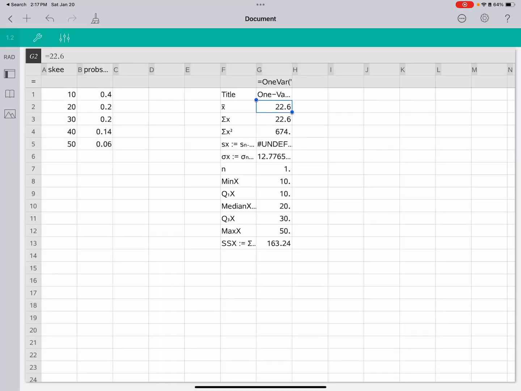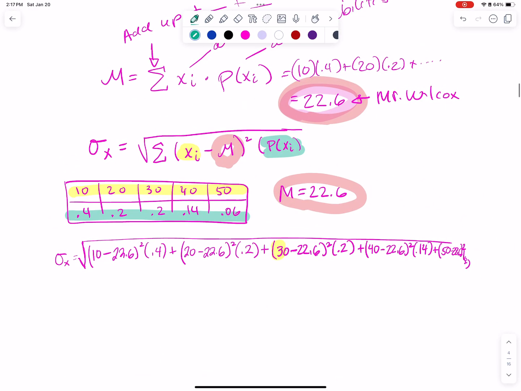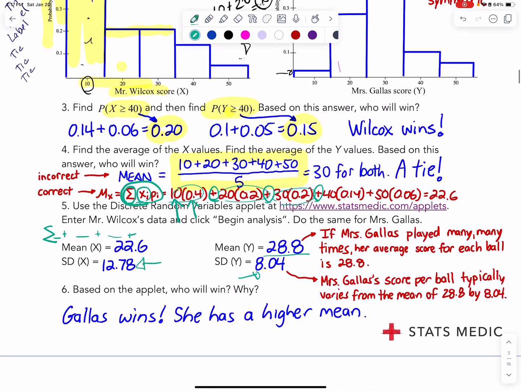And here we go. My mean is 22.6, and my standard deviation is 12.7, which is right here what I got. I got the mean here is 22.6, and the standard deviation. So the mean was my X bar, and the standard deviation you're going to see is this symbol here. Now, let me show you how to do this by hand.